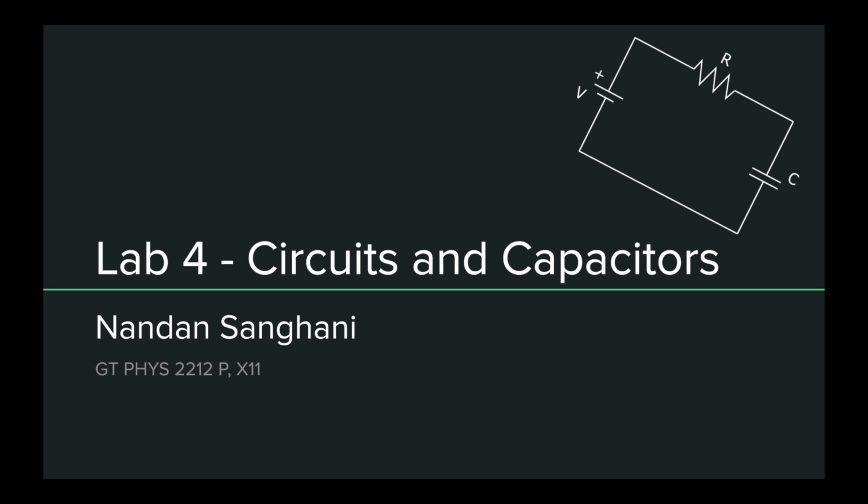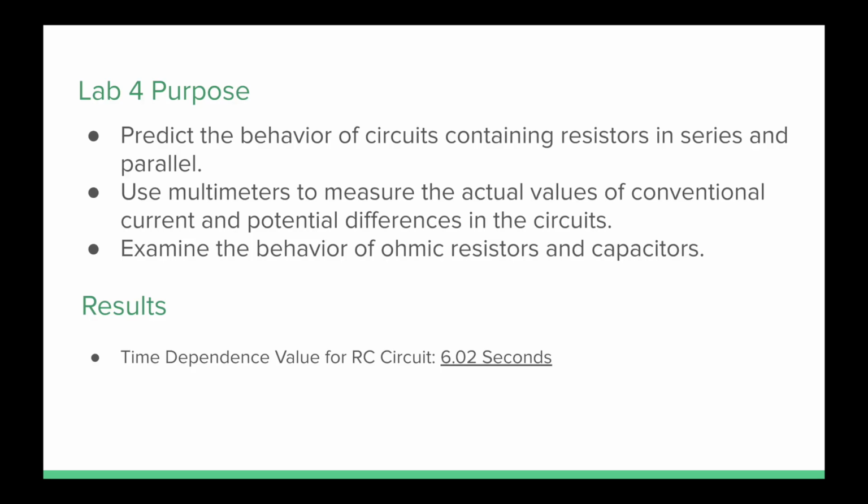Hi, my name is Nandan Singhani, and I'll be going over Lab 4 of Physics 2212, which is titled Circuits and Capacitors. The main purpose of Lab 4 was to predict the behavior of circuits containing resistors in series and parallel, as well as use multimeters to measure conventional current and potential differences, as well as examining the behavior of ohmic resistors and capacitors. The lab calculated value for the time dependence for RC circuits was 6.02 seconds.